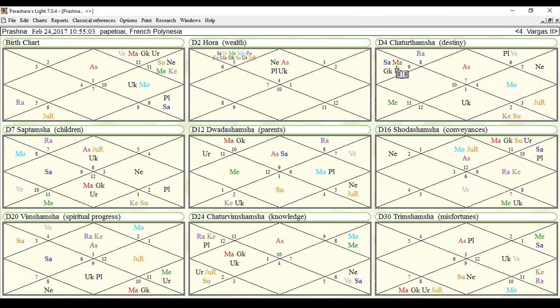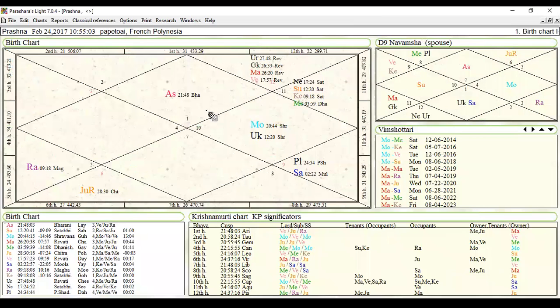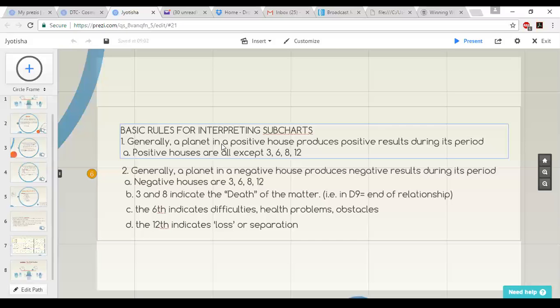Well, interestingly, there's Saturn and Mars right where we had them, Ketu and Sun. So, any questions about this so far? Let's go back to the presentation.